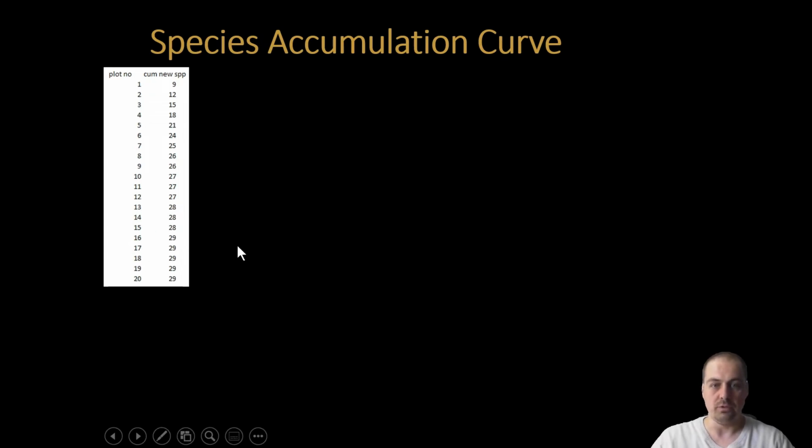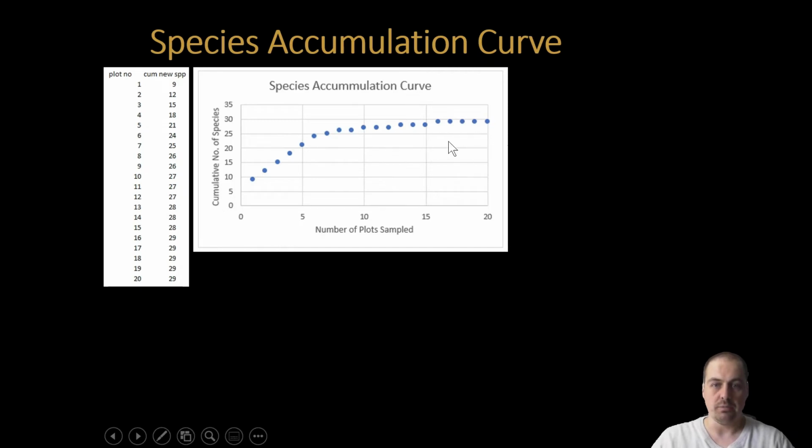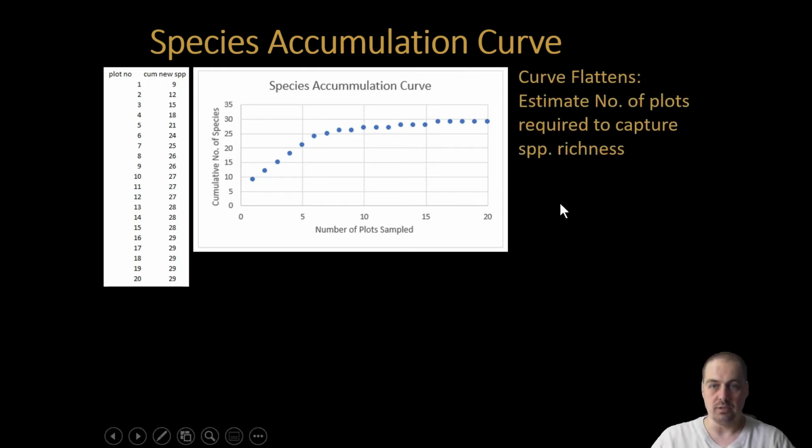So if you were to plot this on a dot plot, you'd end up getting something like this. And so what we can see here is that your curve actually flattens out. So probably at around this point here, which is 7, I believe, it ends up being flat. So what you would say for this curve is that the curve flattens. So you have an estimate of the number of plots required to capture species richness. So the estimate would be after you take samples from 7 plots, you have captured the species richness for this area. What that means is you no longer get an increase in species. So just by sampling 7 plots, you have captured the species richness.